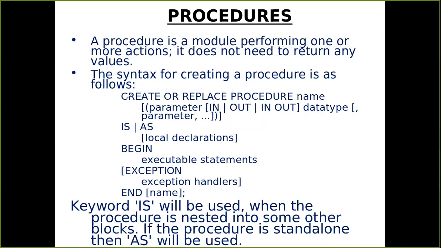So a procedure is basically a module that is performing one or more actions and it does not need to return any values. So this is the main difference between procedure and function, that procedure does not need to return any values. Procedure, as in other programming languages, is just a set of statements that are combined together, given a name, and they will perform some specific task.